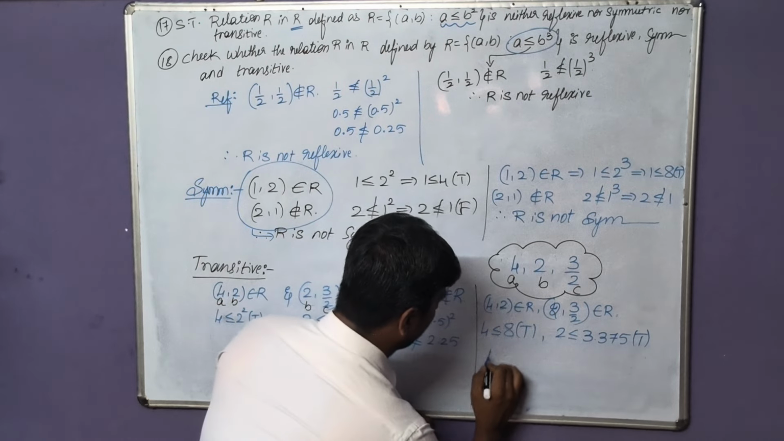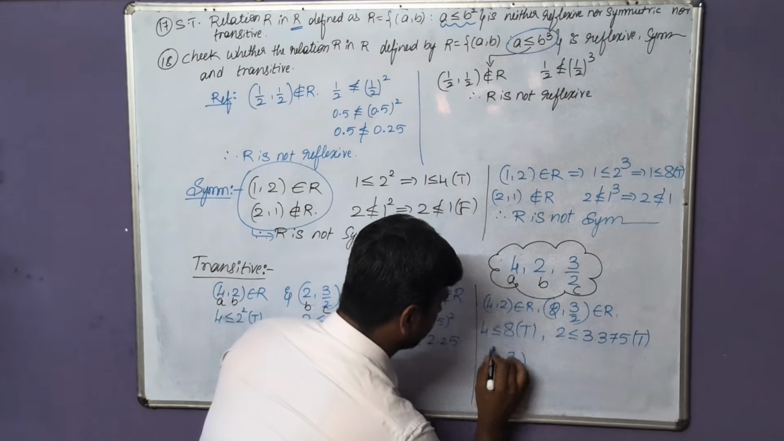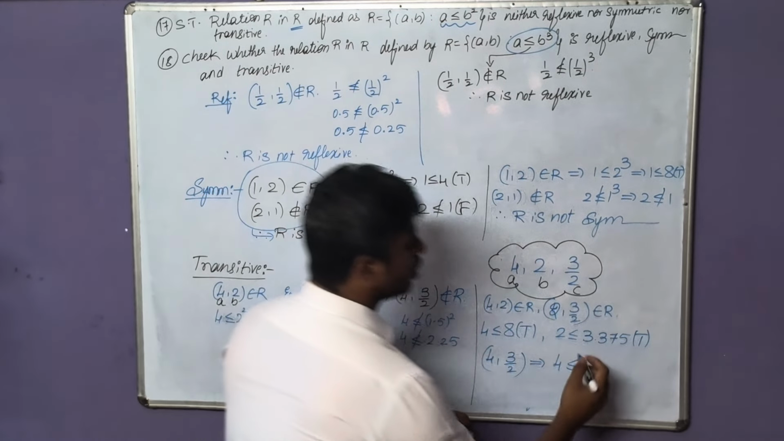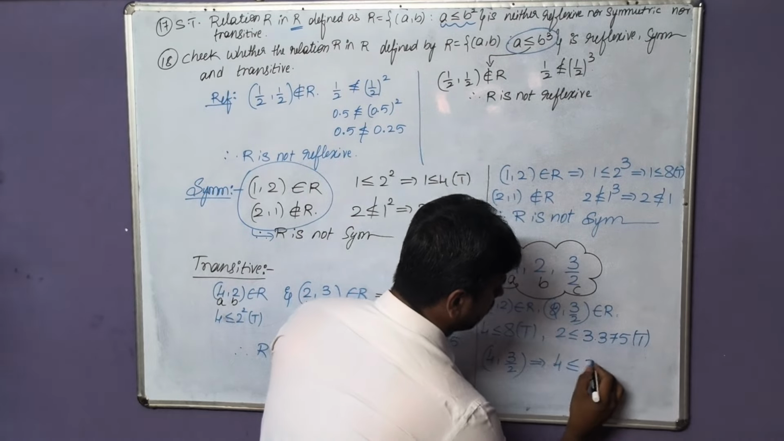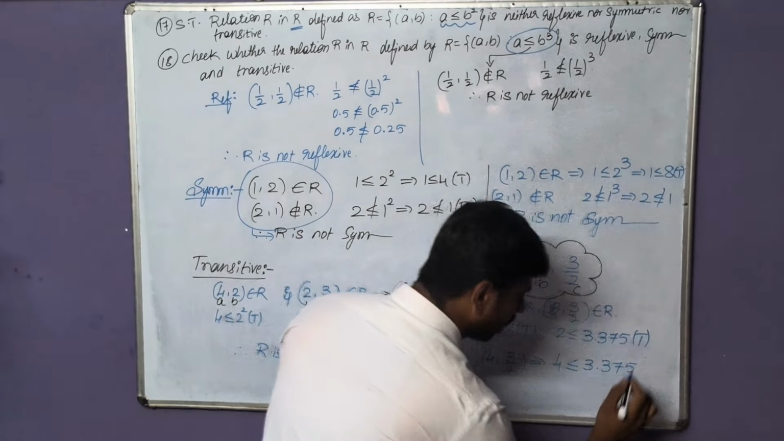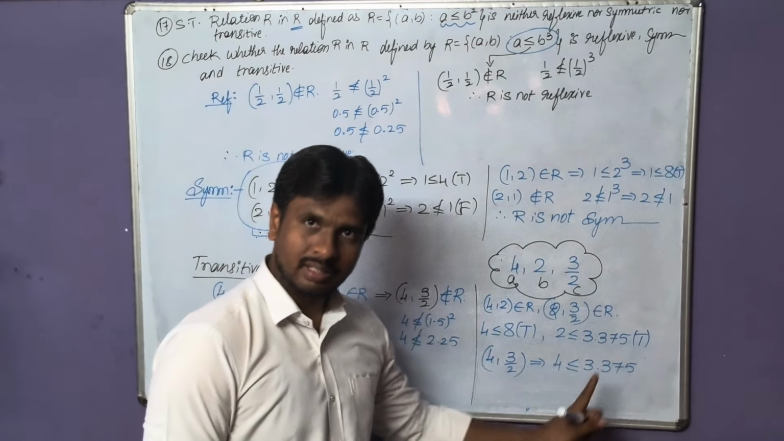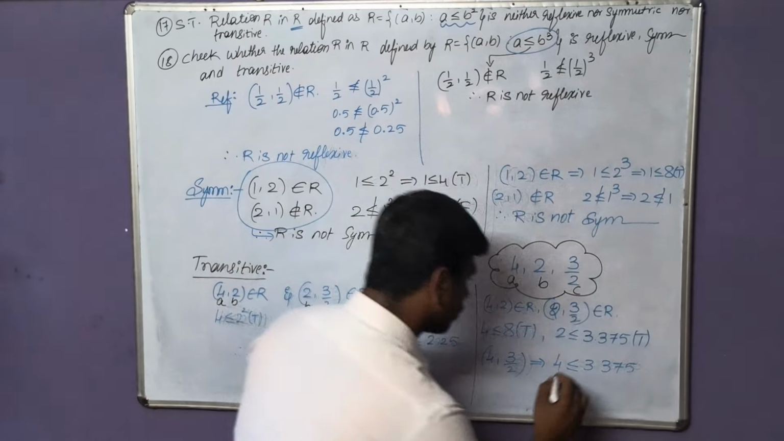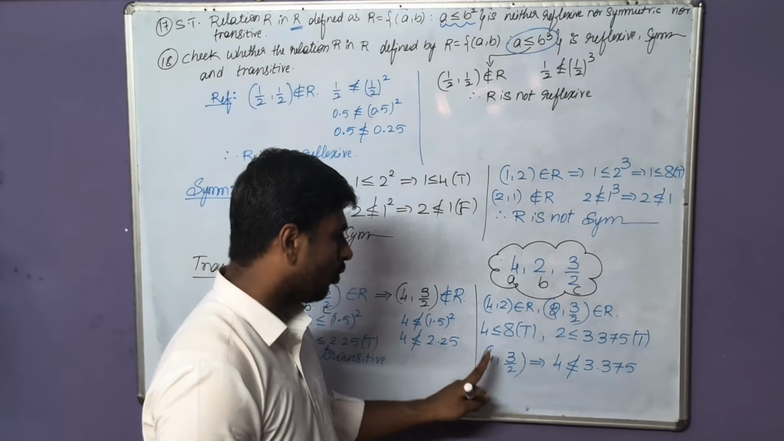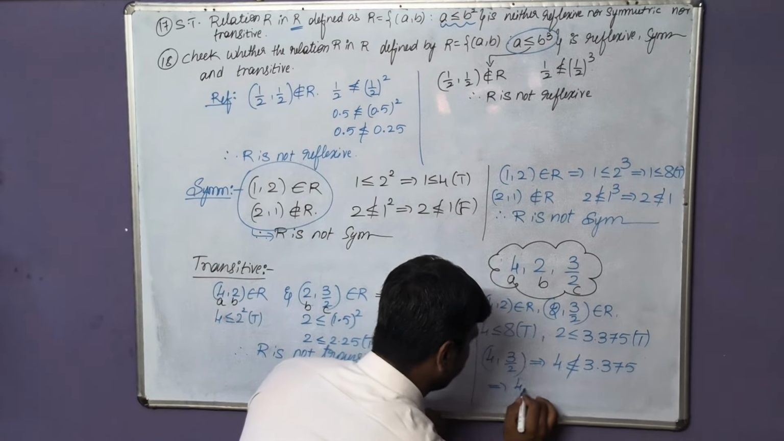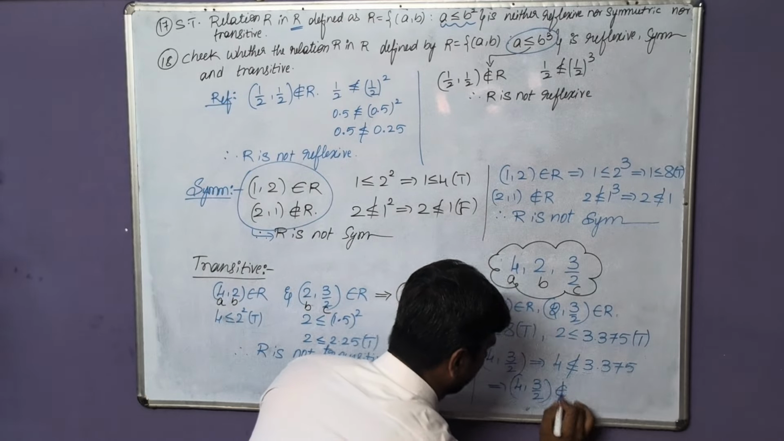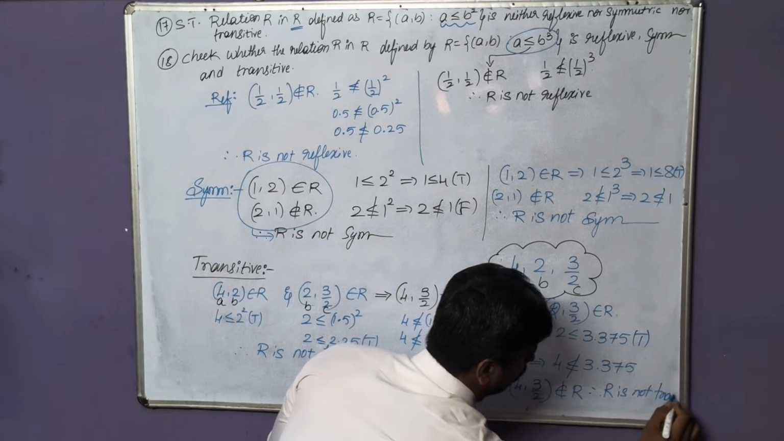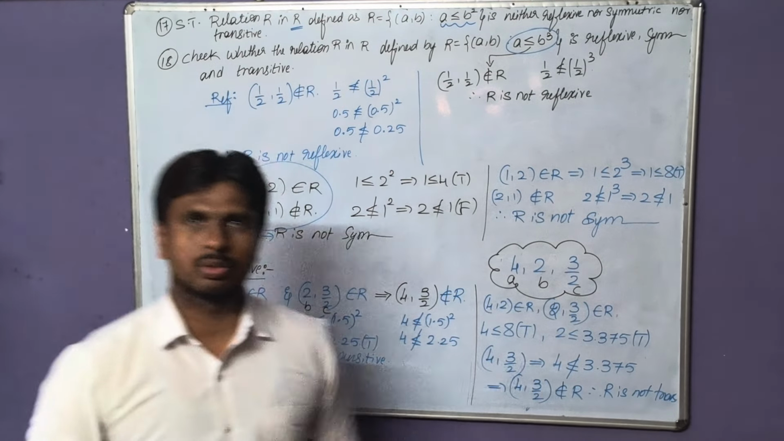Now I am taking the (A, C) ordered pair, (4, 3 by 2). So this implies that 4 is less than or equal to (3 by 2) cubed. (3 by 2) cubed, just in the previous step only we had written, is 3.375. Now you tell me, is 4 lesser than 3.375? No, 4 is greater than 3.375. So we can conclude very clearly that (4, 3 by 2) does not belong to R. Therefore, R is not transitive relation. I hope you have understood. This is one of the easiest solutions, my dear students.